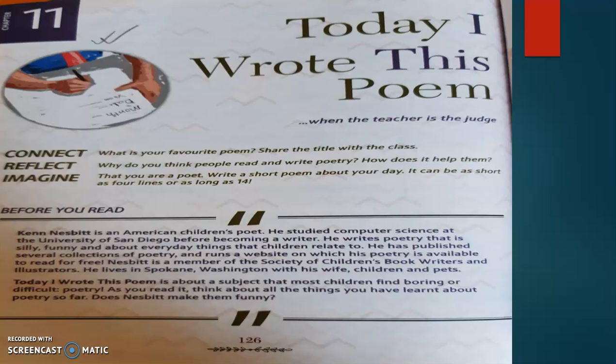Imagine that you are a poet. Write a short poem about your day, and it can be as short as 4 lines and as long as 14 lines. Now imagine that you are a poet and write down a poem of 4 lines, or up to 14 lines. Now this is a poet, American poet Ken Nesbitt, an American children's poet. He studied computer science at the University of San Diego before becoming a writer. So he was in computer science, but later on he became a writer. He writes poetry that is silly, funny and about everyday things that children relate to.